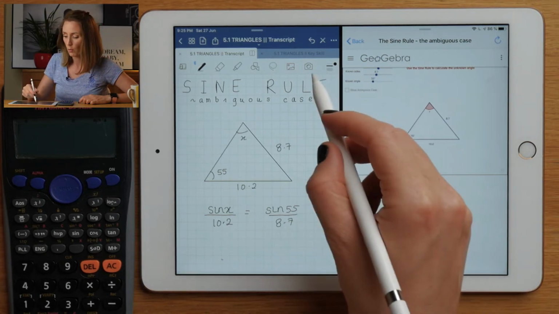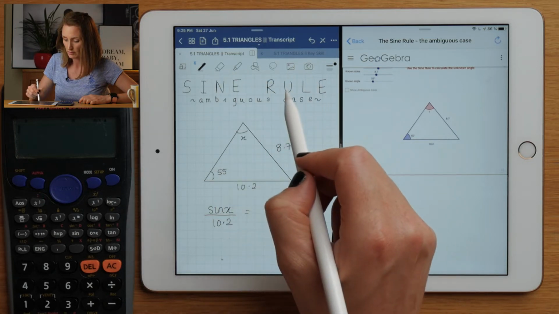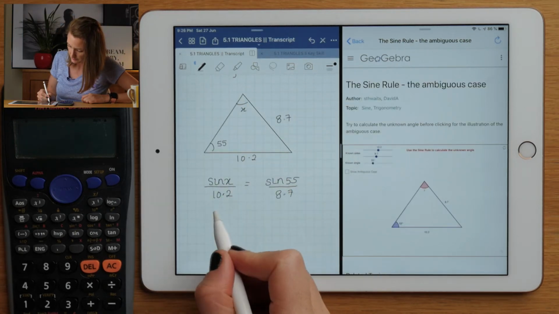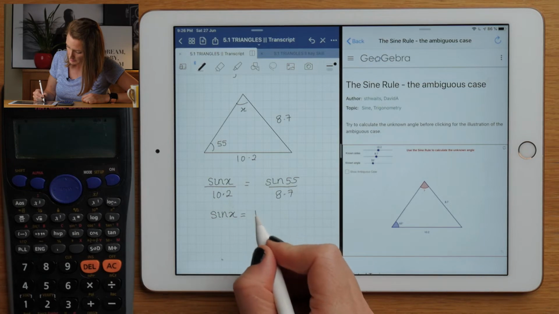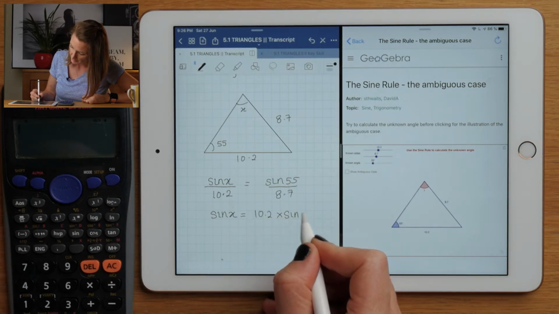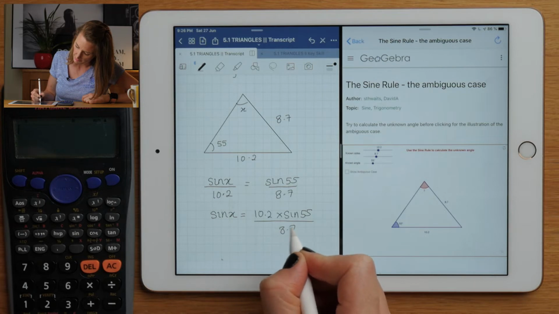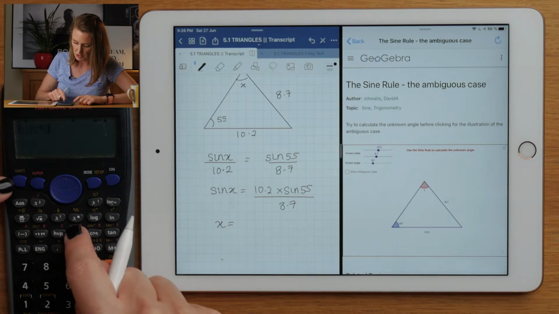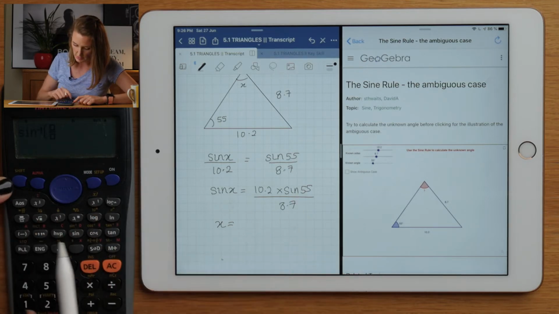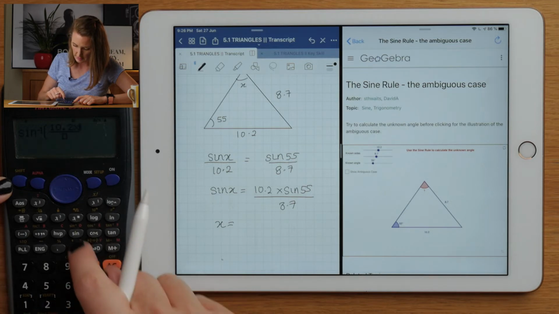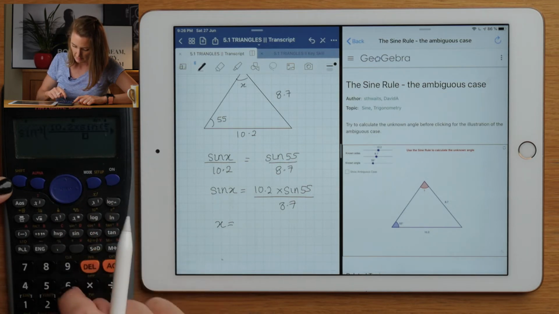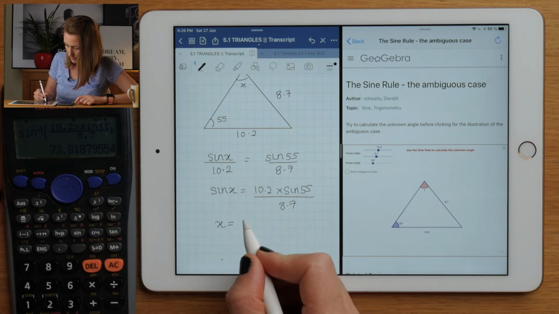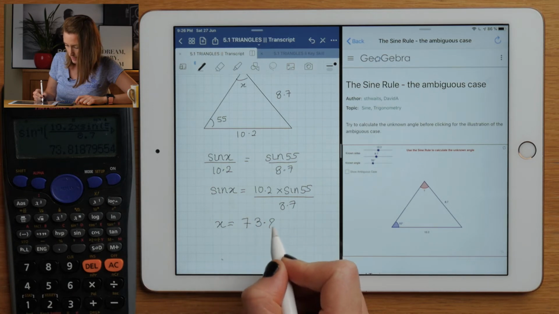If you're not sure what to put on top, whether you should put the sides on top or the angles on top, I always put what I want to find in the top left. I want to make sine x the subject. So I times by 10.2, times by sine 55, and divide that by 8.7. To go from sine x to angle x, I want to use shift. So I'll press shift sine and type this fraction in: 10.2 times sine 55 divided by 8.7. That will give me x at 73.81.